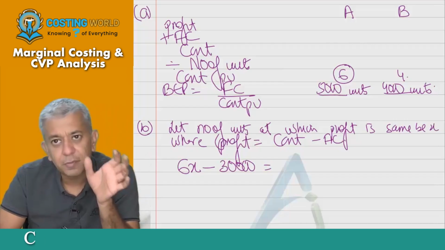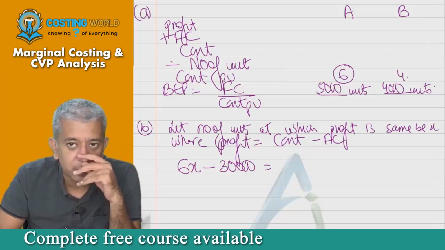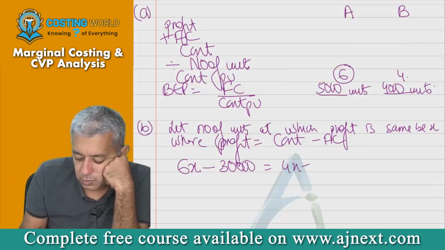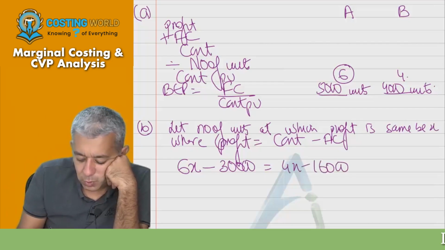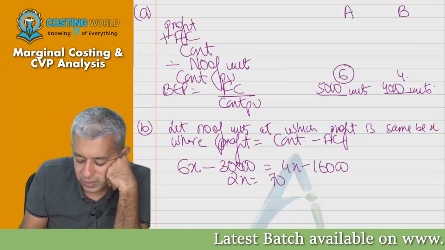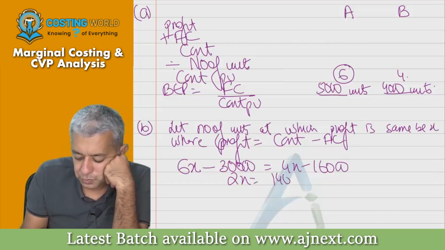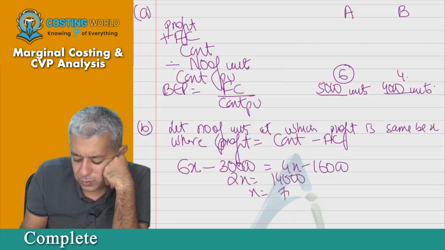Tell me the equation for machine B. If I produce the product from machine B, how much profit will I get? 4x minus 16,000. The moment you do this, 2x is equal to 7,000. Sorry, 2x is equal to 14,000. x is equal to 7,000.